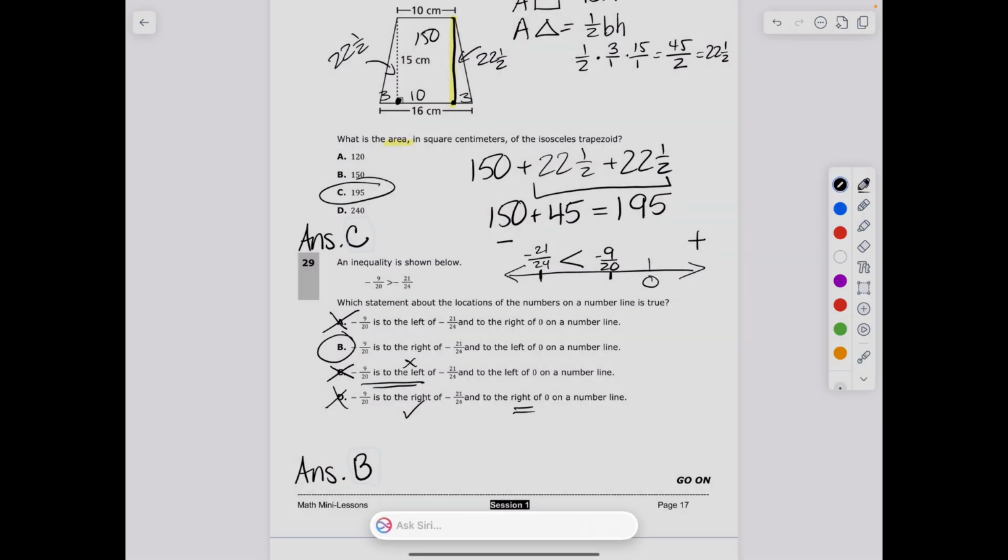All right, hit pause and jot this down. Hit pause and jot this down into your notes.